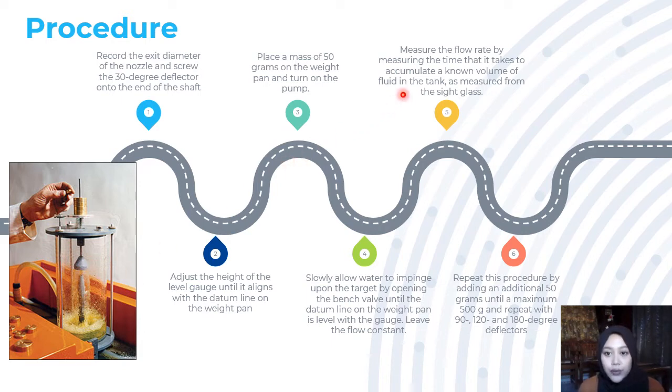Then measure the flow rate by taking the time to accumulate a known volume of fluid in the tank, which is 1 liter, 2 liters, or 3 liters. Lastly, we repeat this procedure by adding more weight up to a maximum of 500 grams, and then repeat with the 90-degree, 120-degree, and 180-degree deflectors.